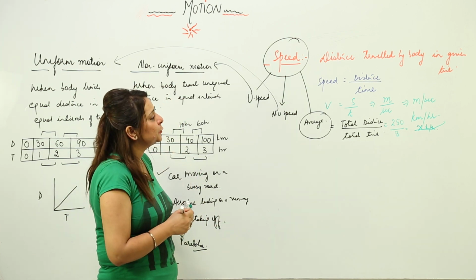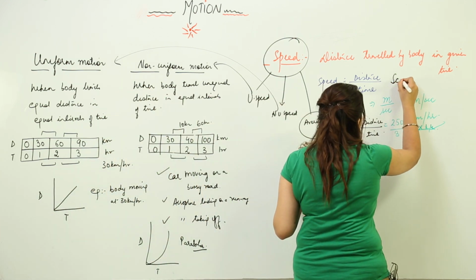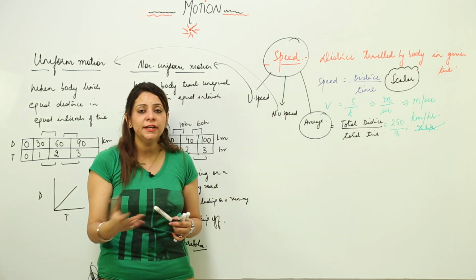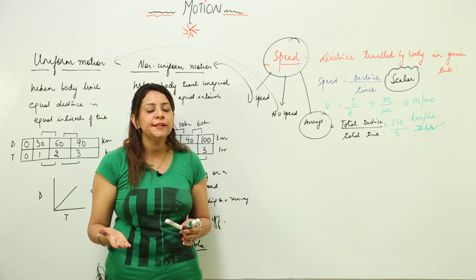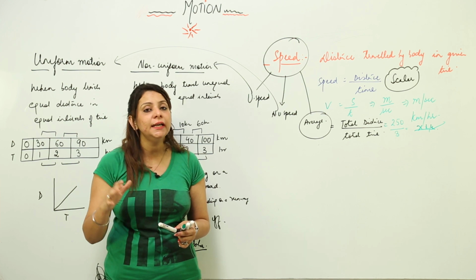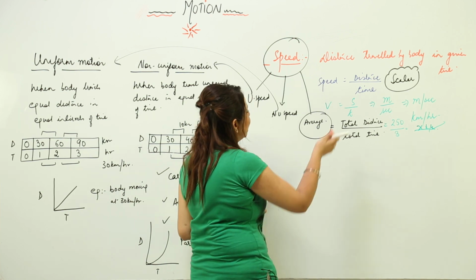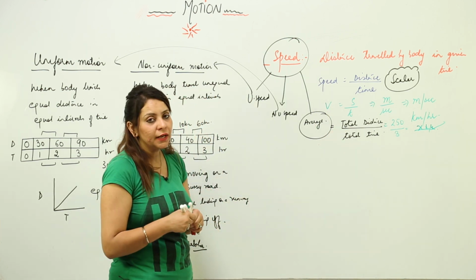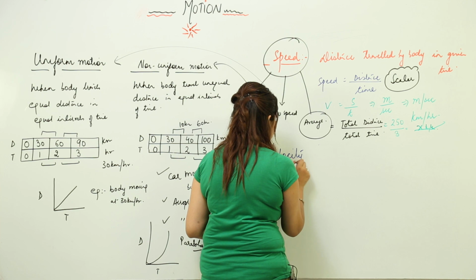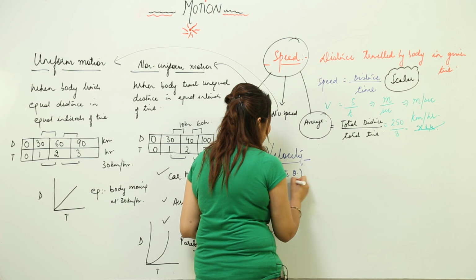Now as you can see, speed depends upon distance, and distance is a scalar quantity. So speed gives a good amount of information, but not complete information, because it is a scalar quantity. A scalar quantity does not specify the direction, it is an incomplete quantity. So we need a quantity which gives the same thing as speed does, but is a complete quantity, and that quantity is velocity. Velocity is a complete quantity because it specifies magnitude as well as direction.